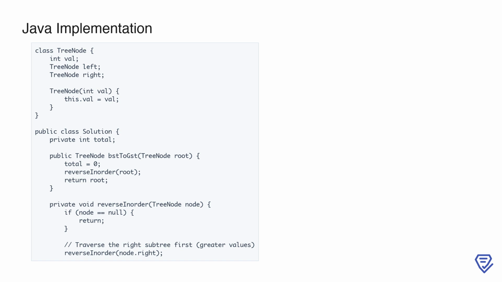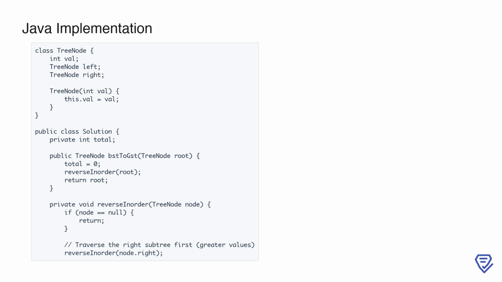Here, we start with the definition of the TreeNode class, which represents the structure of each node in our binary search tree. Each node has an integer value, and references to its left and right child nodes. In the Solution class, we define a private variable total to keep track of the cumulative sum as we traverse the tree. The main method, bstToGst, is where the transformation begins. It initializes total to 0 and calls the helper method reverseInorder, passing in the root of the tree.